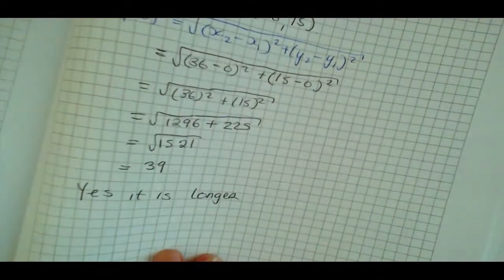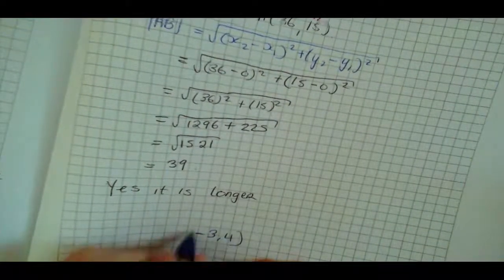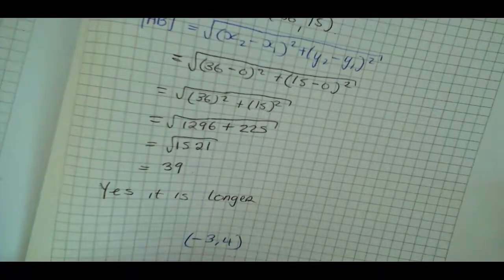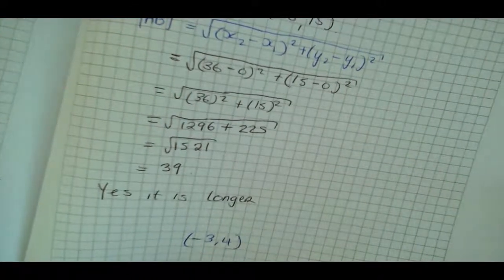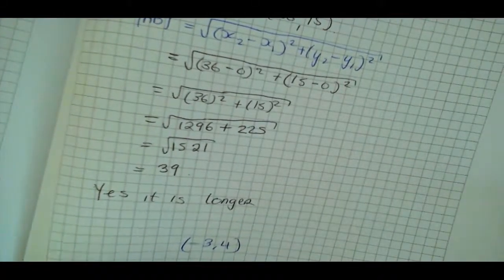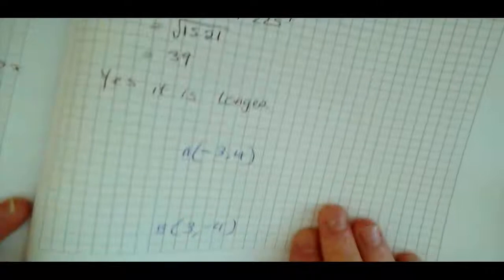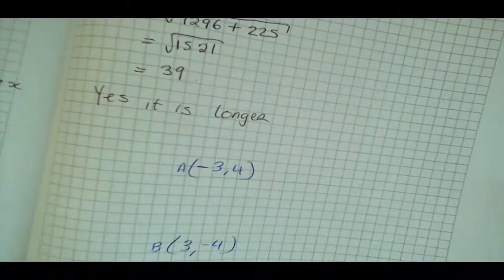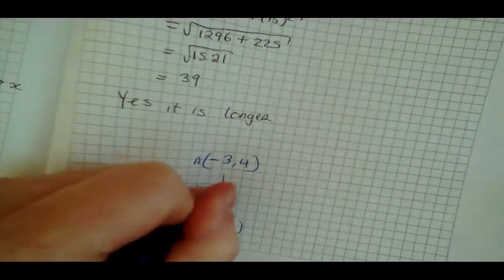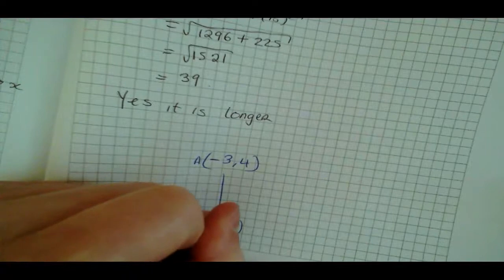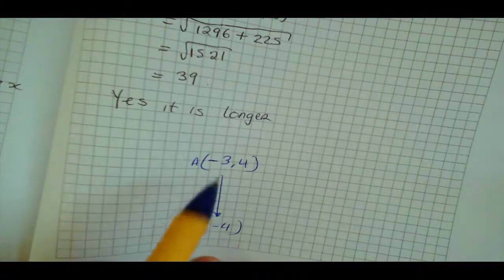So there's just one more thing I want to quickly look at. So for example, if you're told that A is minus 3, 4 and B is 3, minus 4, and it's the diameter of a circle. So that means it goes through the center of the circle, starting at one side, going all the way down to the other side, and you're asked to find the center of the circle. So the center of the circle is halfway between those 2 points. You're told that those 2 points is the diameter, so halfway between.